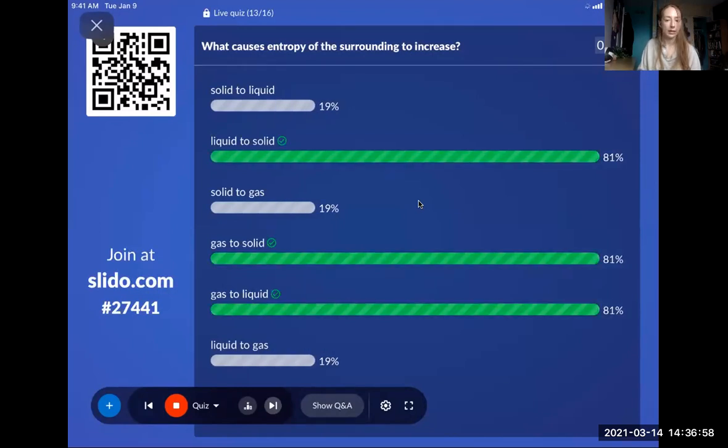Okay, good. You got the idea. I'm glad, because I remember when I took the class, he didn't really cover what happens in the surroundings. Exothermic reactions always increase the entropy of the surroundings, correct?